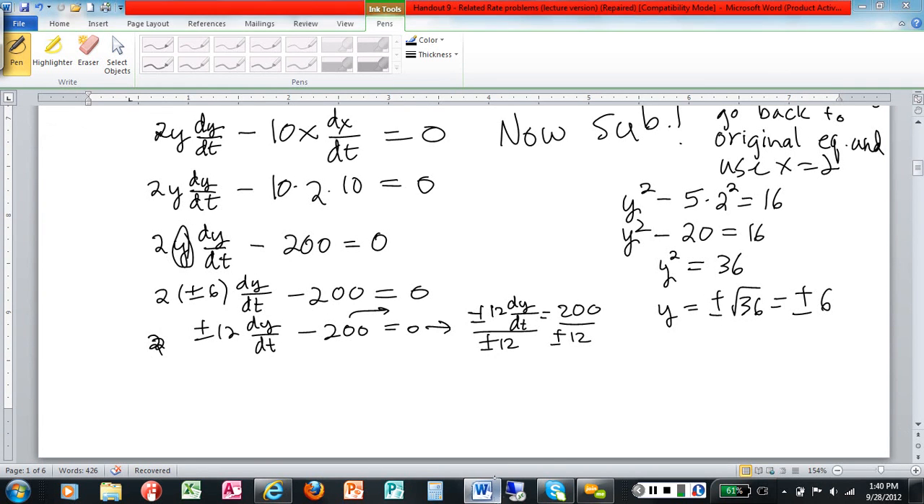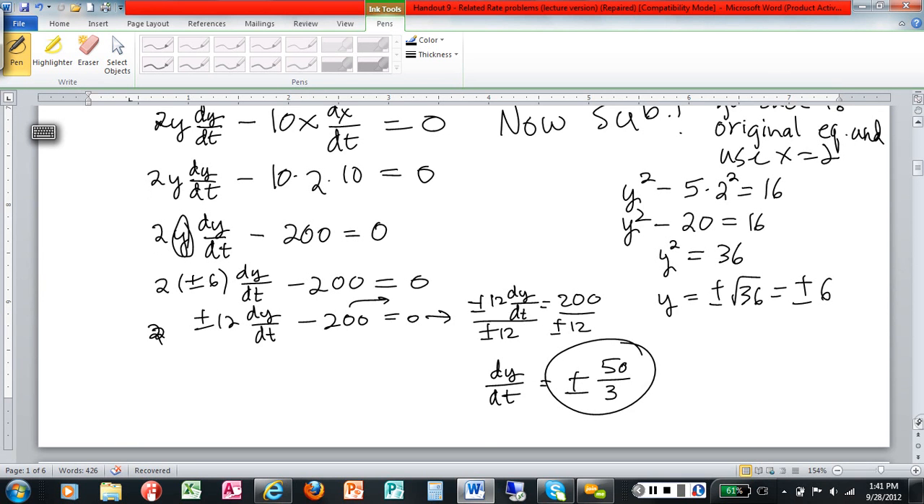Okay, so dy dt equals, what would that be, plus or minus, let's see, it reduces by 4, be 50/3. So you've got a dy dt of 50/3 or a dy dt of negative 50/3, depending on the y value that you take there. Okay? All right.